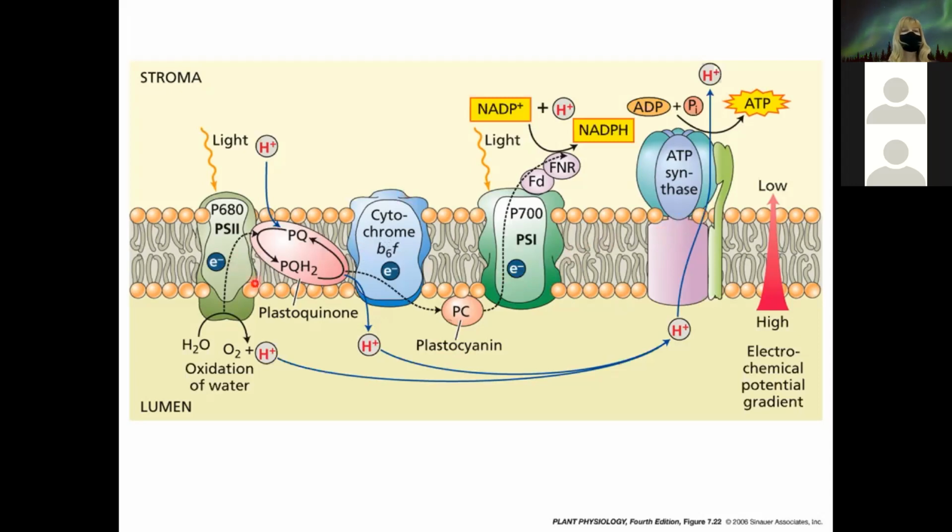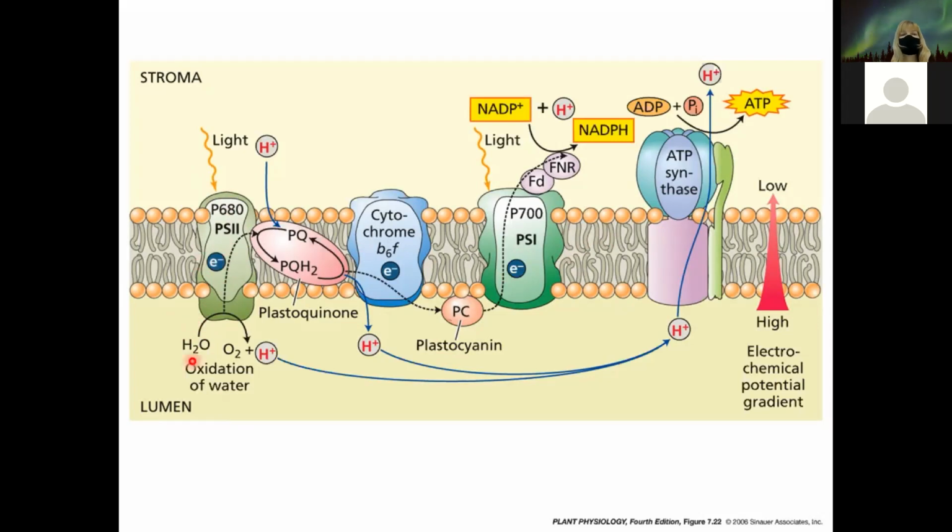Let's start over here on the left. We have PS2, and over here, PS1. Those are photosystems. We'll get into those. There's chlorophyll in these photosystems that absorbs light energy. When photosystem 2 gets hit with light, it creates a situation where electrons can be stripped off of water, which is very challenging, so it needs lots of light energy to get that to happen.